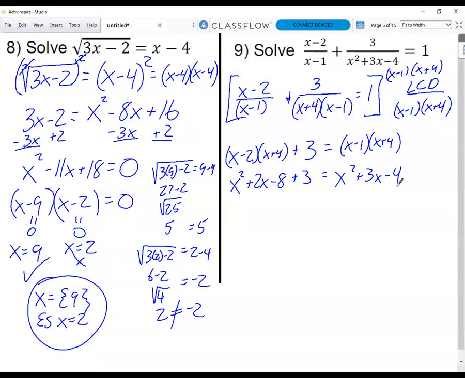Combine like terms on the left. We have x squared plus 2x minus 5 equals x squared plus 3x minus 4. And now we want to get everything to equal 0. So what I'm going to do is subtract the left from the right. We're going to subtract x squared from both sides, subtract 2x from both sides, and then add 5 to both sides.